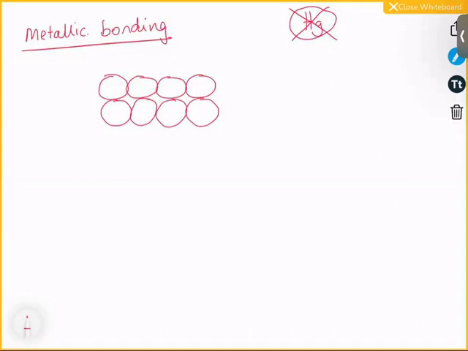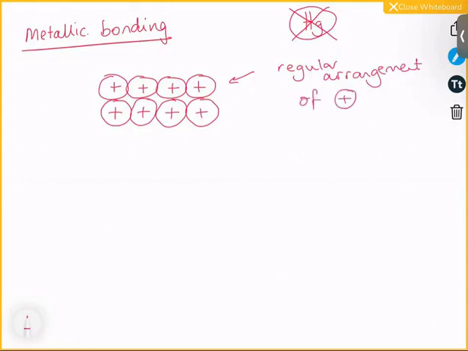Okay, now metals are strange. That's just not metallic bonding unless I put a plus sign in each of those atoms. So they're not atoms anymore, they are cations, positive ions. Okay, so I have a nice regular arrangement of positive ions. Now that's a bit weird because if I put positives next to positives, my overwhelming feeling is they're going to repel each other. And really they should, but they don't though.